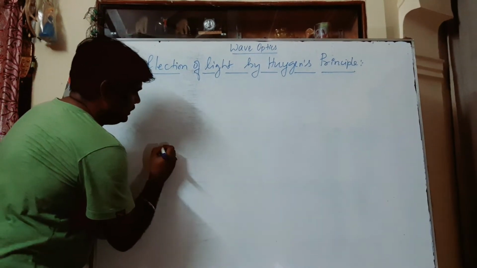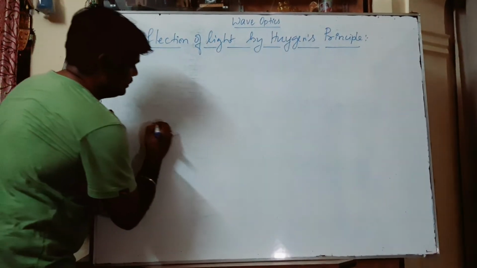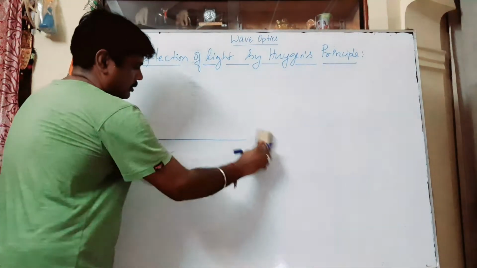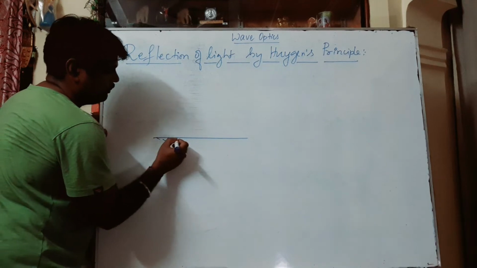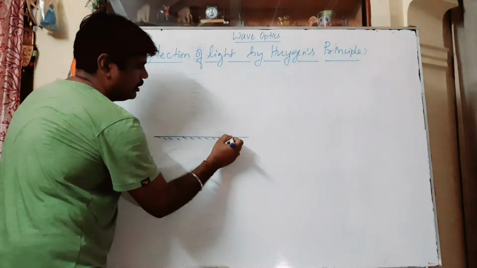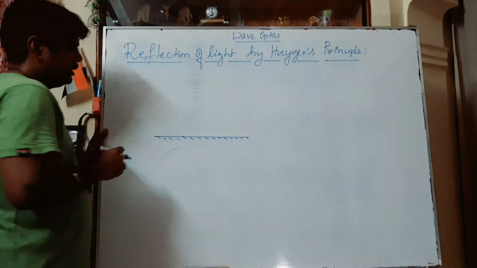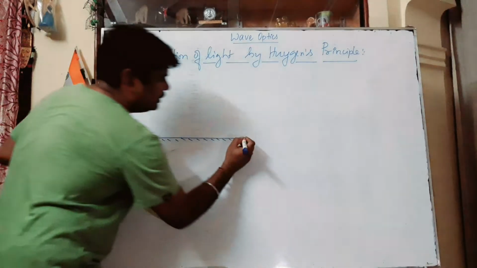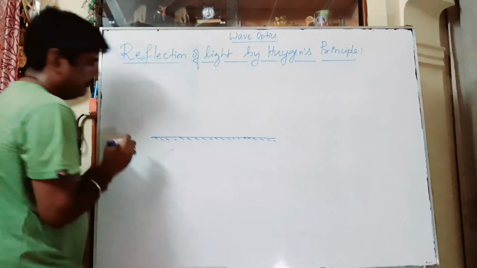So let us consider a plane surface. Say it is a plane surface. This one is an opaque medium. It means light will not pass through here. So this acts like a reflecting surface. Now to draw the ray diagram, consider a plane wavefront.